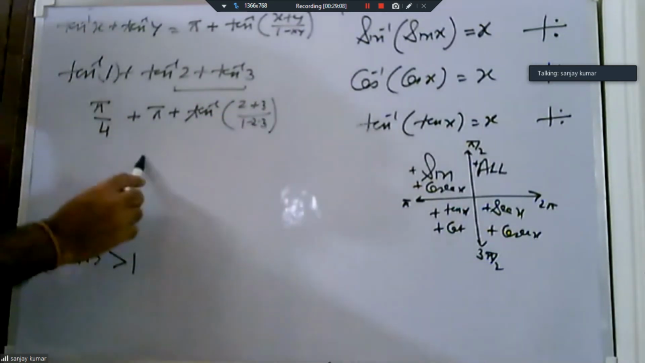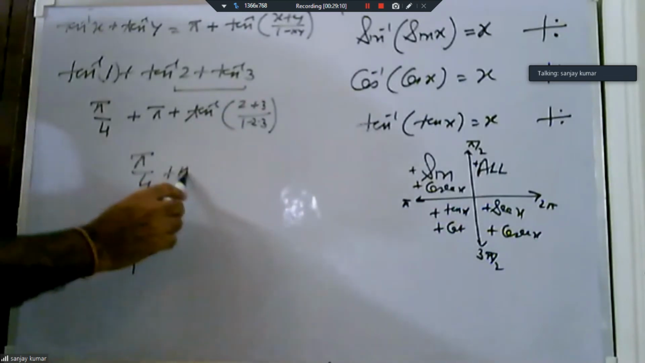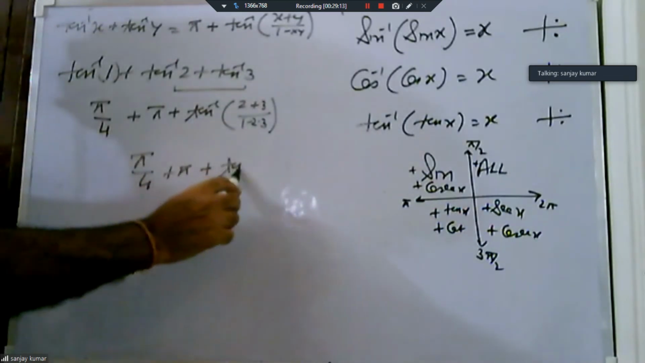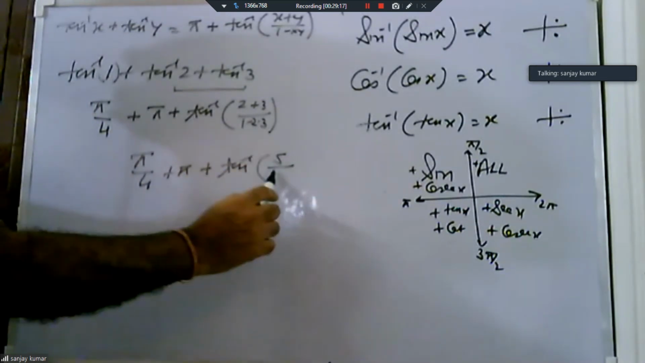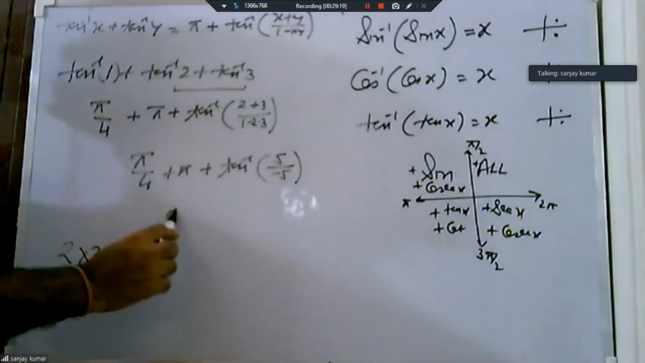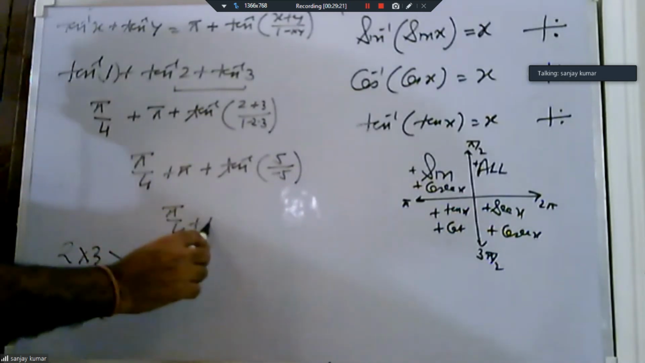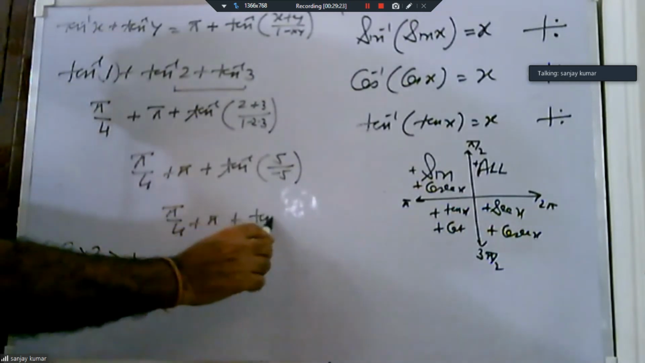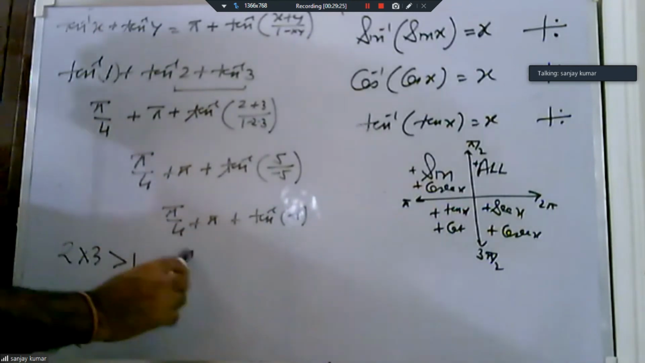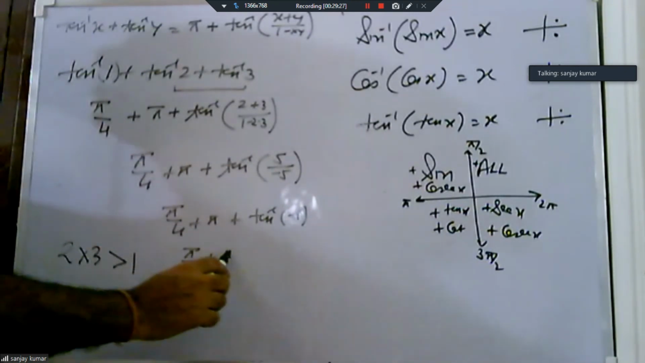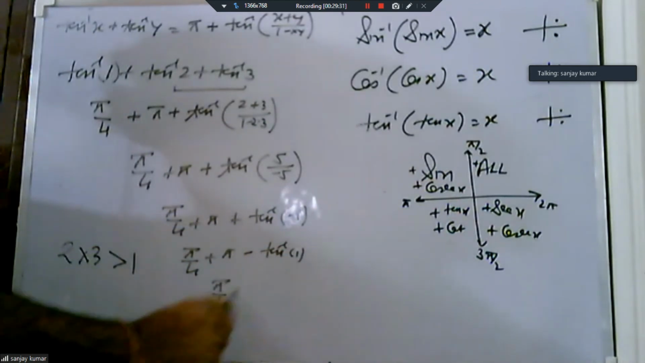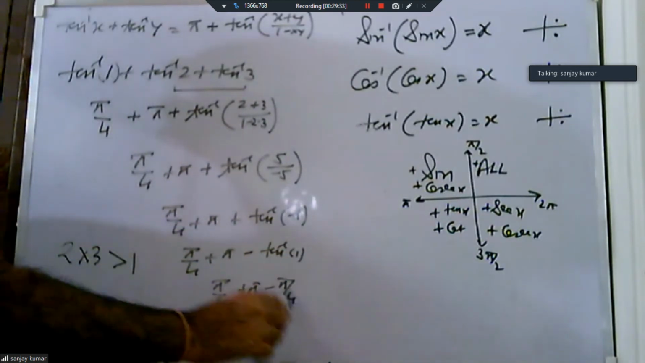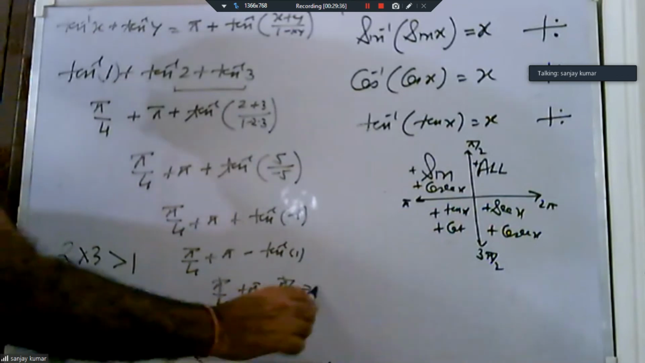So this is pi by 4 plus pi plus tan inverse of 5 upon 1 minus 6, that is 5 upon minus 5, so minus 1. So pi by 4 plus pi, this is minus of tan inverse of 1. So that is pi by 4 plus pi minus pi by 4. This cancels and we get the answer, pi.